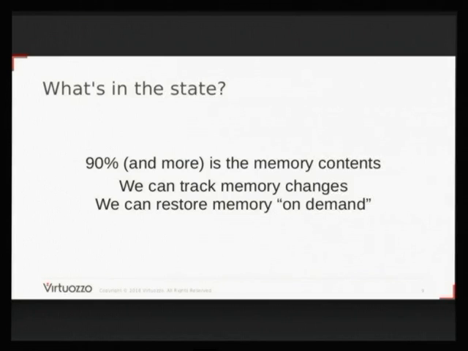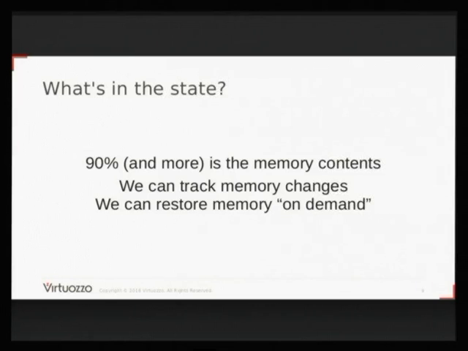And luckily, we can do two tricks with the process memory. First of all, we can effectively track which memory pages are changing over time. We can request that information from the kernel. And the second thing is that we, at least in theory, but I'll get back to this later, nowadays also in practice, can restore processes without any memory and restore the memory on demand while the processes start to request particular areas of it.